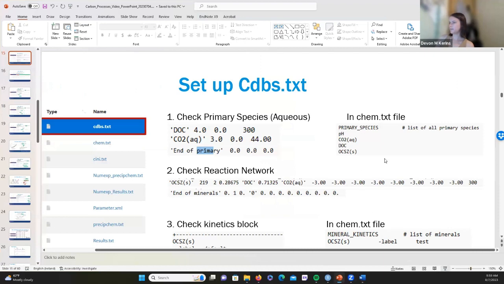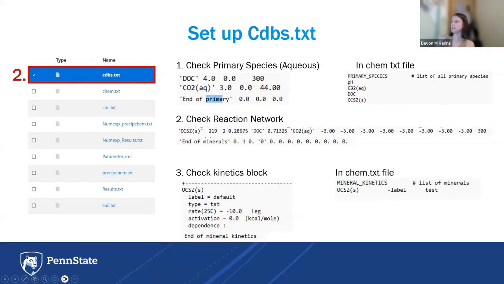Okay. And so then we check that what we've listed in our chem.txt file matches our primary species file. It does, so it's all good.